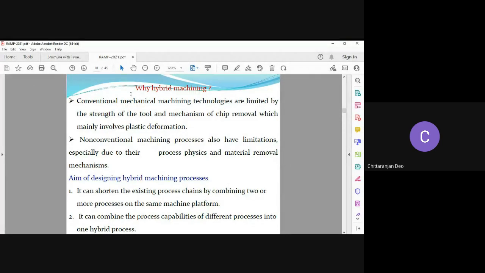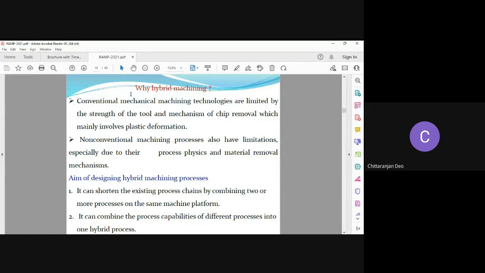In hybrid machining, you can say the conventional mechanical machining technologies are limited by the strength of the tool and the mechanism of chip removal, which mainly involves plastic deformation. These technologies are not suitable for machining hard-to-machine materials, including highly brittle materials. Similarly, non-conventional machining processes also have some limitations, especially due to their process physics and material removal mechanism.